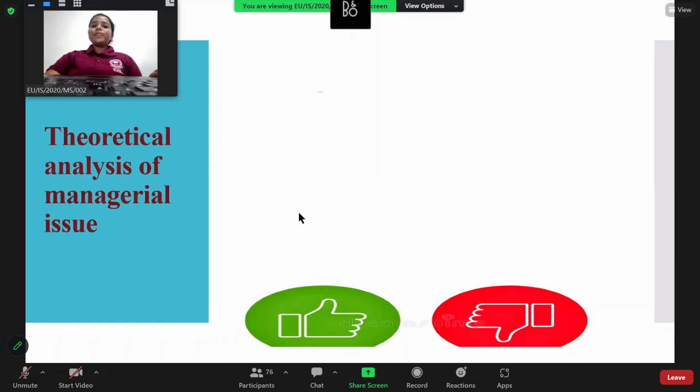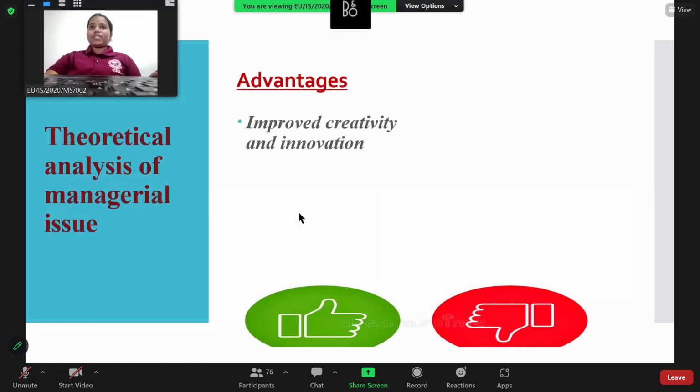First one, improved creativity and innovation. Diversity brings together people from different backgrounds, culture, and experience. This diversity can lead to new ideas and solutions to problems that might not have been possible otherwise.